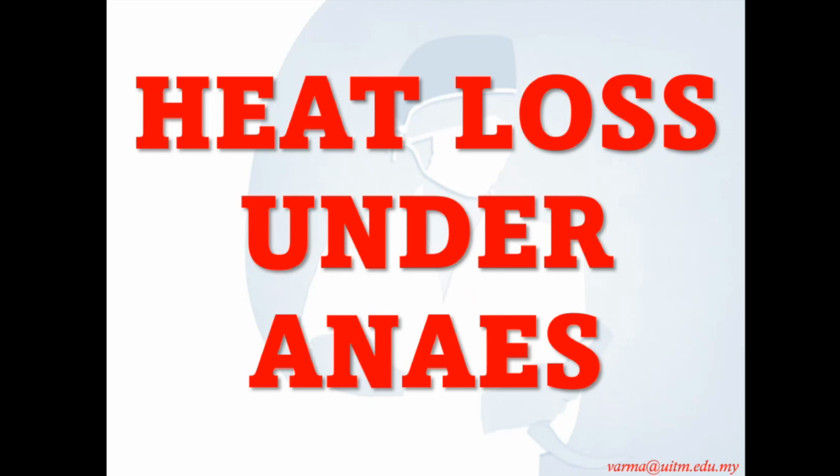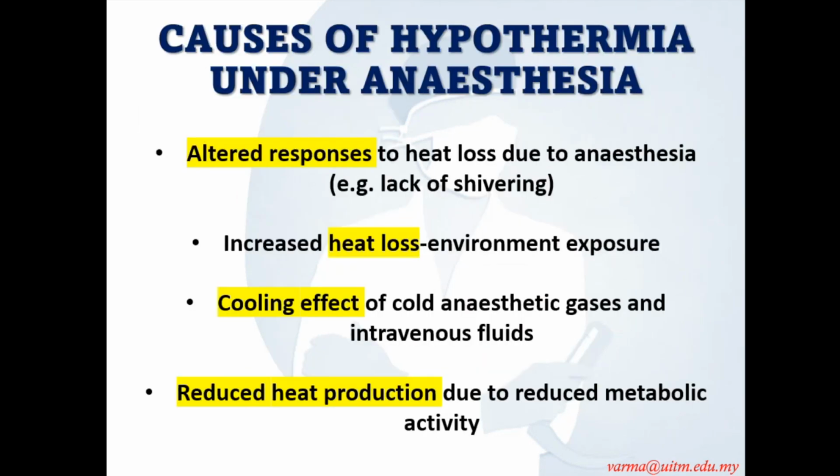Next. We are so concerned about heat loss under anesthesia in a perioperative patient. So what are the mechanisms? How does heat loss under anesthesia occur? The causes of hypothermia under anesthesia are altered responses to heat loss and the lack of shivering. Shivering thermogenesis only comes late, when the temperature goes below 34.5. There is also increased heat loss to the environment because the OT temperature is usually very cold. Your body is at a higher temperature and the environment is at a lower temperature, so there is heat loss from your body to the environment.